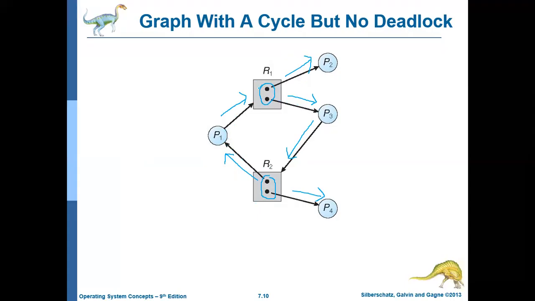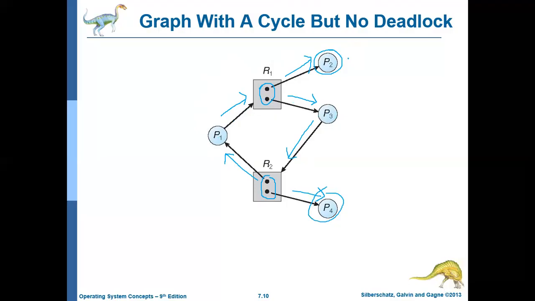But this will not lead to deadlock because there is no hold and wait here. P1 is holding a resource and it is waiting for another resource. P3 is holding a resource and it is waiting for another resource. But P2 and P4 are only holding a resource. They are not waiting for any other resource.